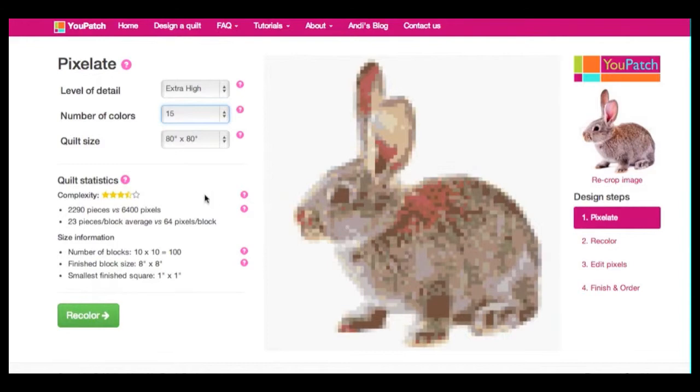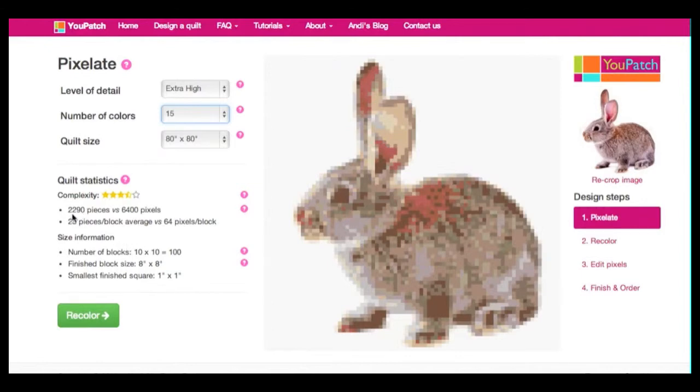Now what's interesting to notice is how changing the level of detail and the number of colours affects your quilt complexity down here. So at the moment this very high level of detail and a high number of colours is 3.5 star complexity, which is fairly high in the YouPatch scales. 2,290 pieces you'd be cutting to make this bunny, so you may have a look at that and say, I really like the look of it, but it might be a little bit too complex for me.